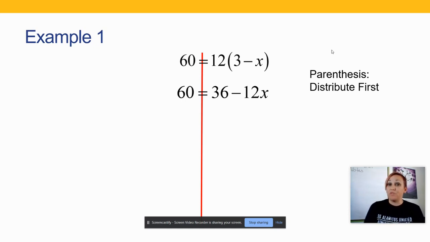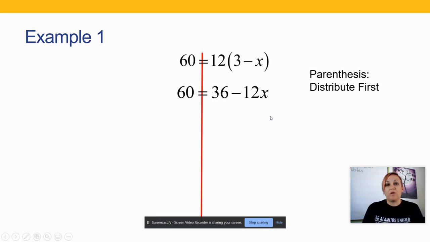Now, this problem is pretty tricky. One of the things that's difficult about this problem is that my variable is on the right-hand side. Sometimes that can trick us a little bit because we're used to it being on the left-hand side. The other thing that's tricky is that my variable is not the first thing on the right-hand side. It actually goes number and then variable.